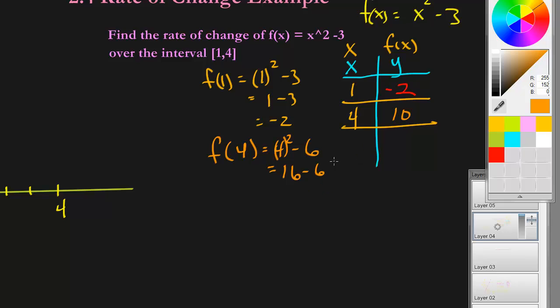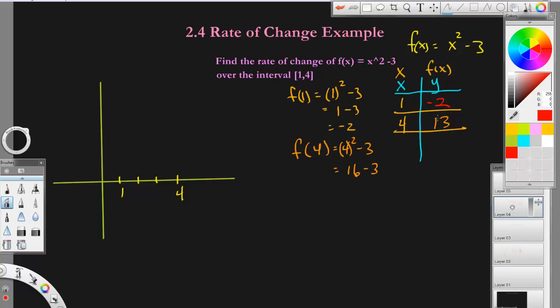Well, it's not. Let's see here. I need to back up a little bit. We need to back up because this is minus 3 right here. Minus 3. Got a little ahead of myself. So this would be 16 minus 3, which is 13. That must be better.